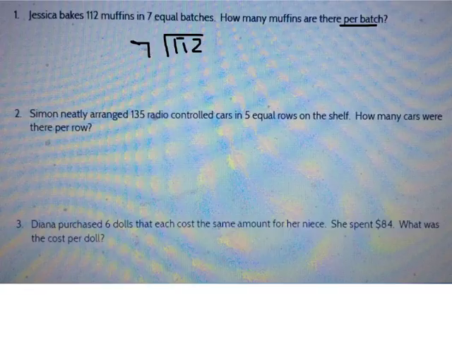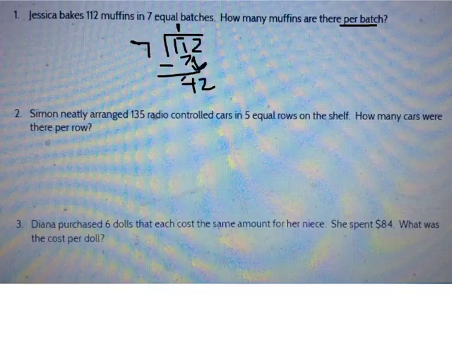Now let's do it. How many times does 7 go into 11? It goes in 1 time. What's 1 times 7? It's 7. Now I can subtract. 11 minus 7 is 4 and bring down the 2. How many times does 7 go into 42? It goes in 6 times. What's 6 times 7? It's 42. So when I subtract, I have no remainder.